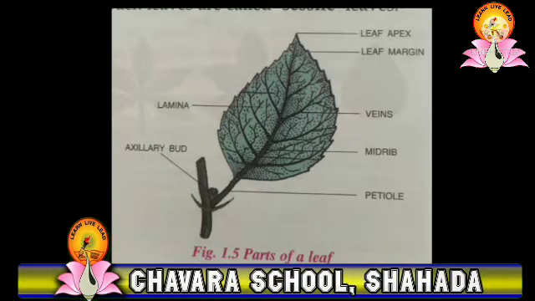The green, flat and broad part of the leaf is known as lamina or leaf blade. The outer edge of the lamina is known as leaf margin. Petiole further continues into the lamina as the midrib. It laterally gives out fine branches called veins, as shown in the picture. Petiole, midrib and veins conduct water and food.